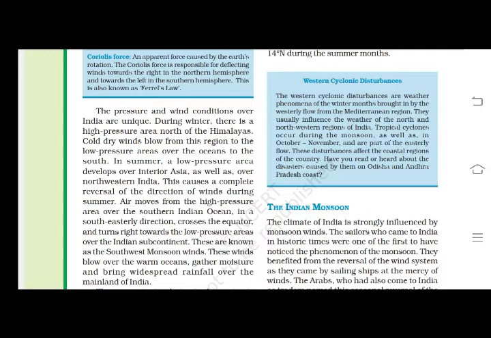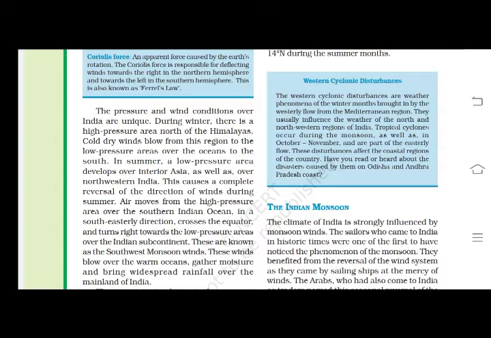In summer, what happens? A low pressure area develops over interior Asia. Interior means the inner side of Asia, as well as over northwest India. So this helps to make the reversal of the direction of winds during summer.